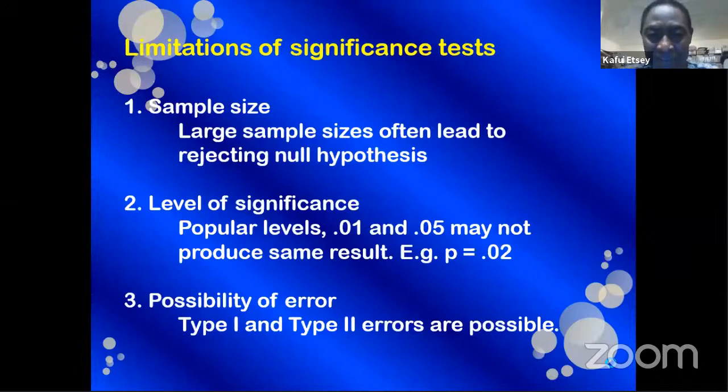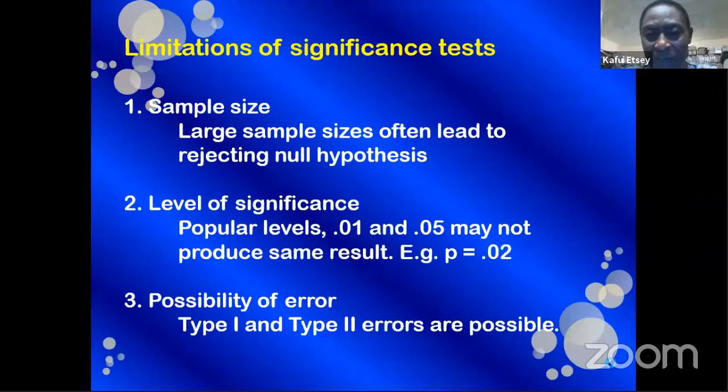Then secondly, hypothesis testing depends on the level of significance for decision making. The popular levels of significance are 0.01, 1%, and 0.05, 5%. These two levels, 0.01 and 0.05, may not produce the same result. Let's take, for example, you have done your calculation and you have a probability value of 0.02.